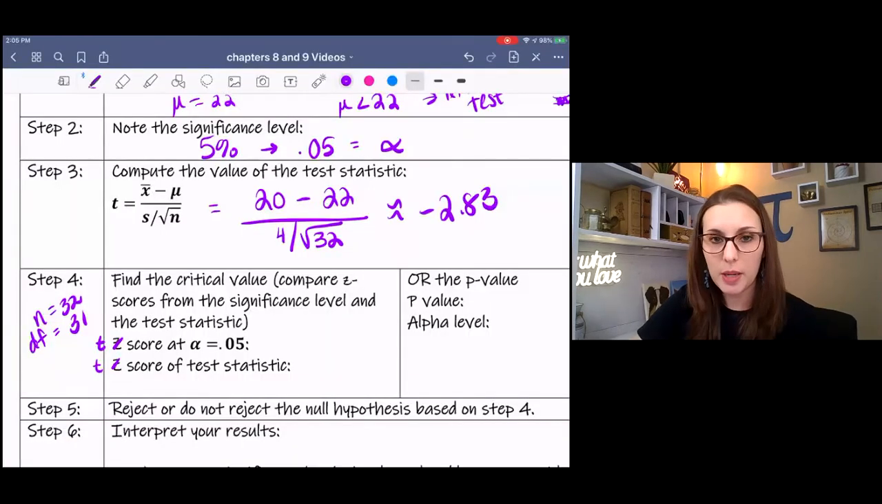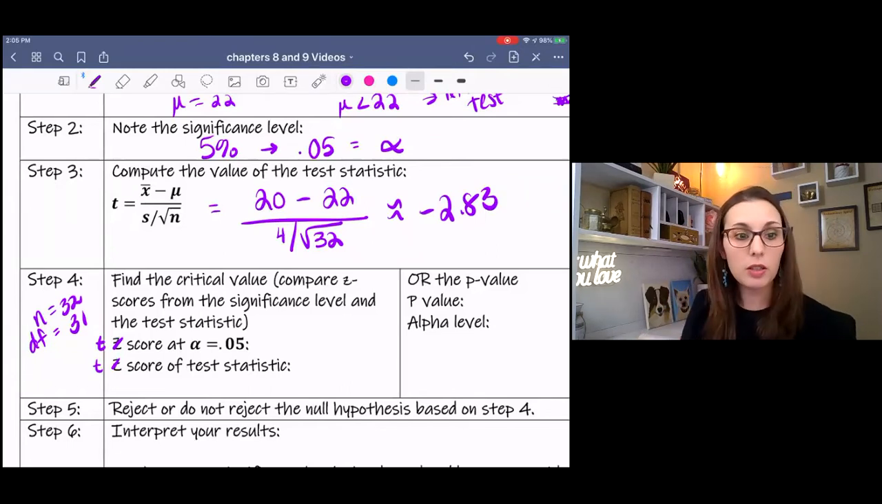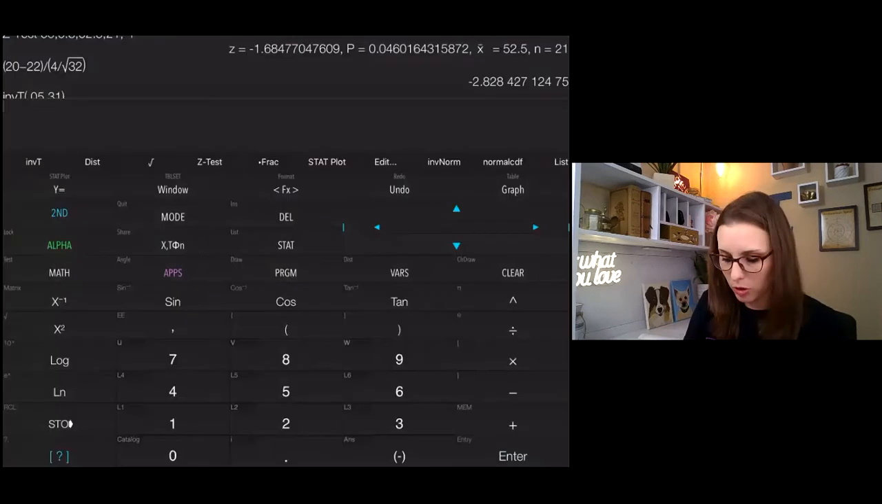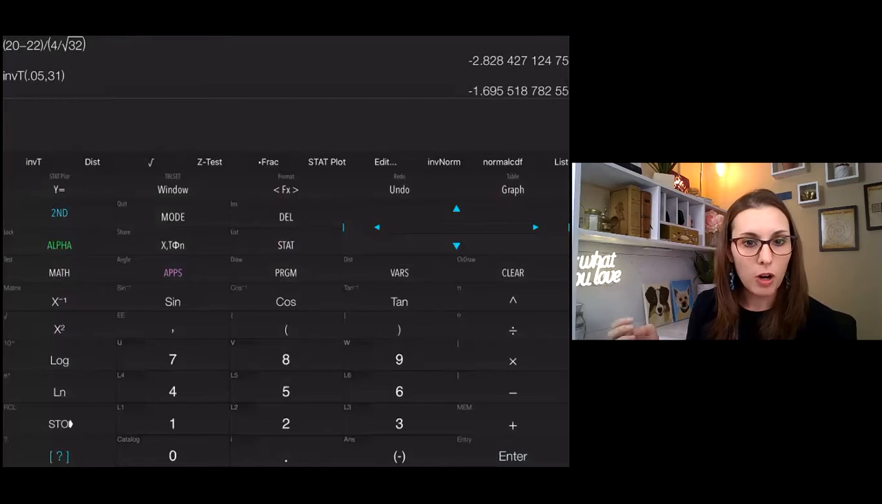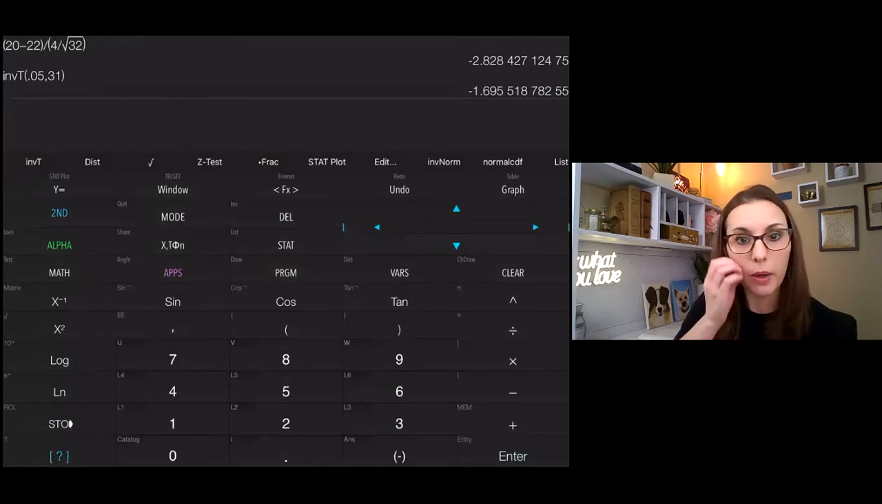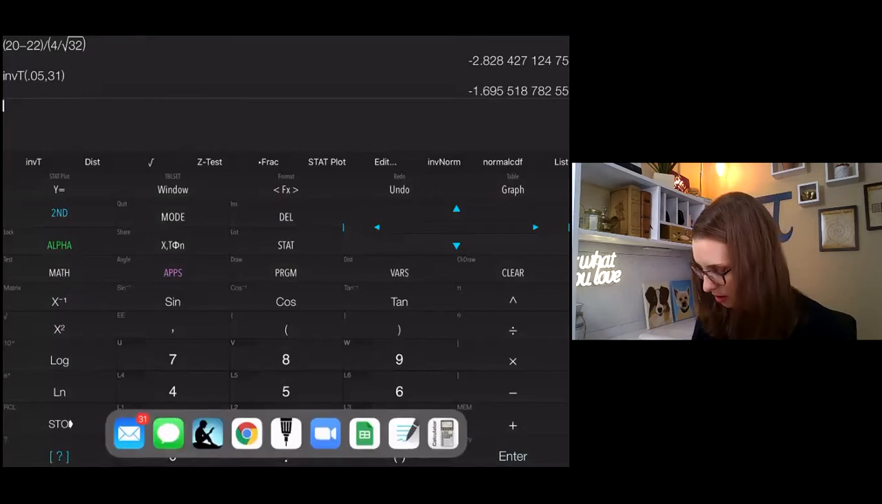So if you look at the t table, you'll go to t sub alpha 0.05, that's our little tail, and degrees of freedom 31, or you can go to the calculator and go to second vars, inverse t, and type in your alpha and your degrees of freedom, and we get negative 1.696.